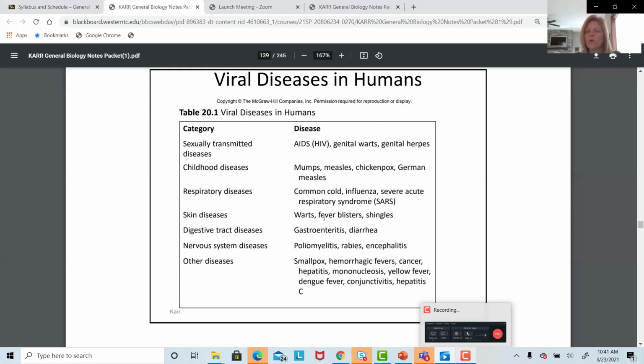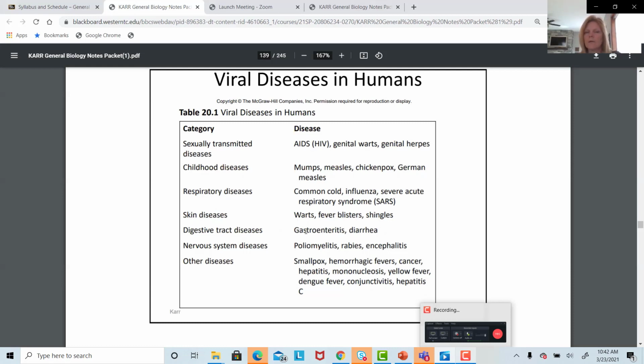Fever blisters, that's oral herpes, so if you ever get breakouts around your mouth that kind of tingle and cause pain and have an open sore, that's oral herpes. And shingles is another version of chickenpox. Similar virus there.